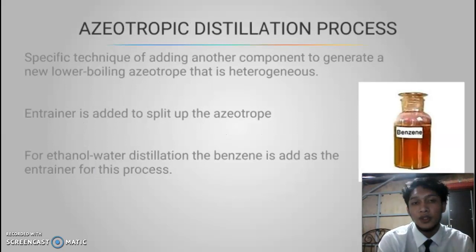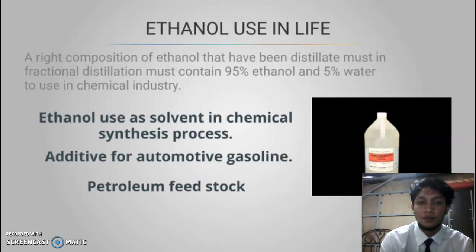One more important thing in the distillation process is the azeotrope. In azeotropic distillation, the mixture that we want to separate must be azeotropic. An entrainer is added to the mixture to speed up the separation. For ethanol distillation, we use benzene as the entrainer added to this process. The greater the azeotrope, the greater the separation can be.